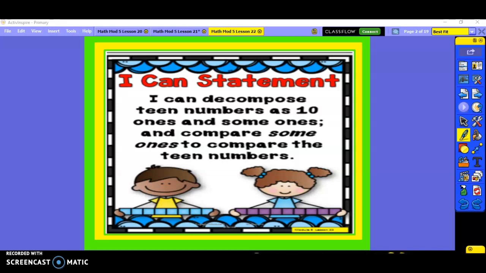You have been doing such a great job with your teen numbers and actually writing sentences for those teen numbers this week. We're going to continue our learning today in math. Our learning target is I can decompose teen numbers as 10 ones and some ones. Remember, we've been taking our numbers and breaking them into our parts of 10 ones and some ones. Today we're going to continue that learning, but we're going to be comparing numbers and figuring out which number is bigger, which one is more. So let's get started.